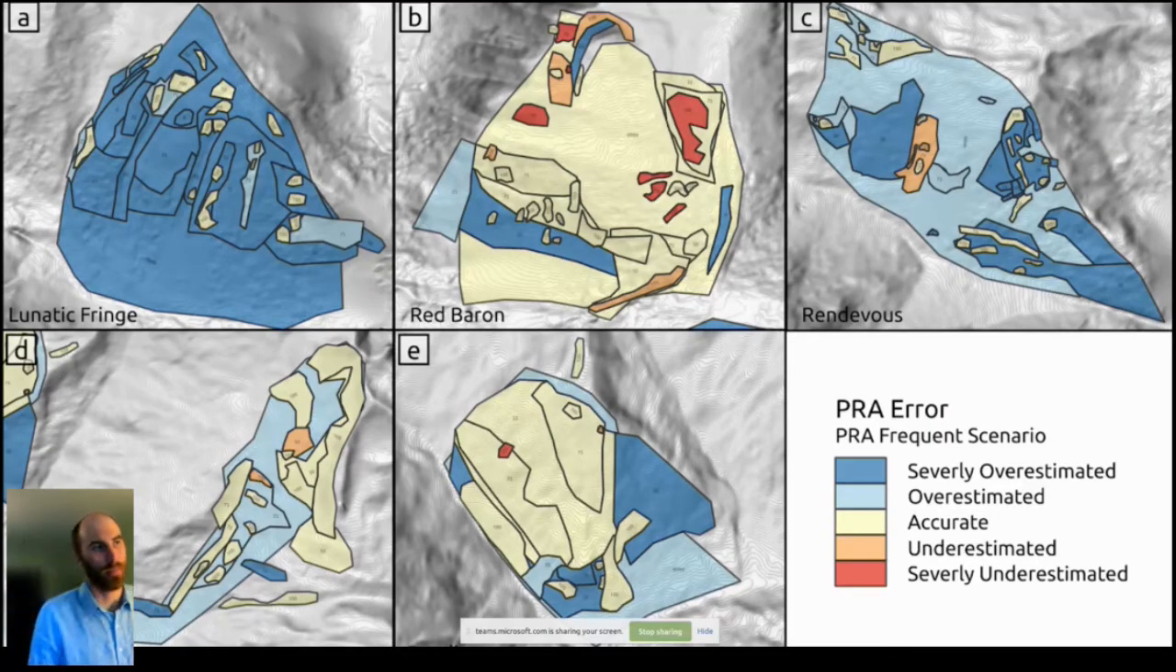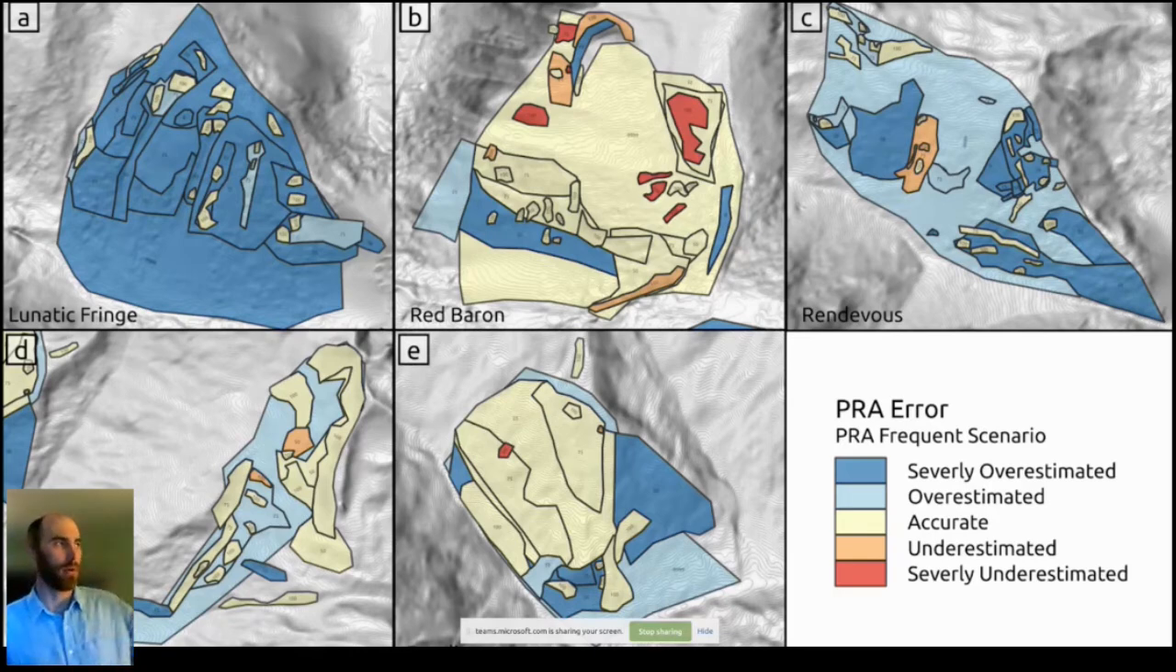This is what all the 5 different validation runs that we use look like. They're all kind of facing downhill, so downslope direction is towards the bottom of the map. And they're color coded based on how accurate the PRA model captured compared to the guide's evaluation. So the kind of beige color means that it was accurate. The area of potential release area matched what the guide saw. And then the blue colors are overestimated and the red colors are underestimated. So you can see this changes quite a bit depending on the run. And a lot of that comes down to the forest characteristics on these different runs.